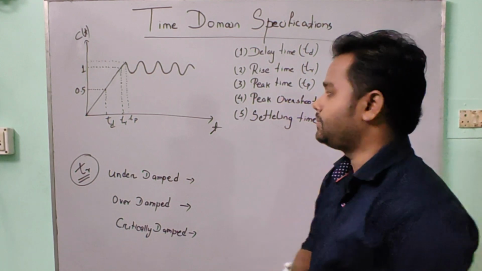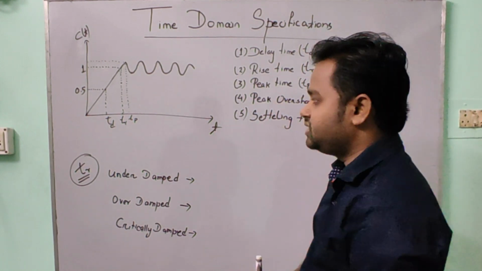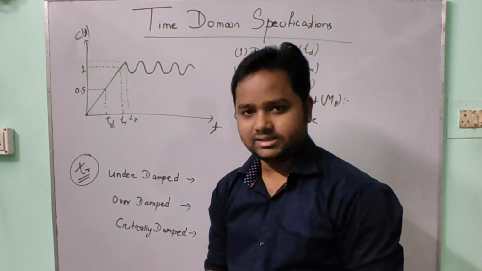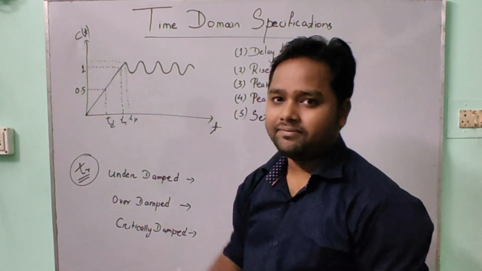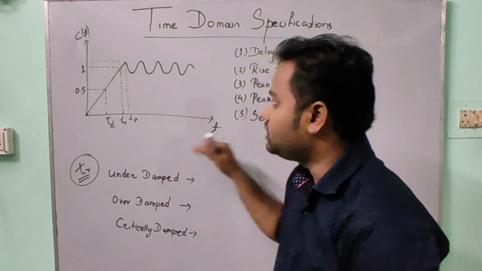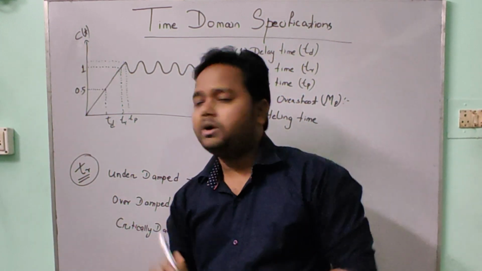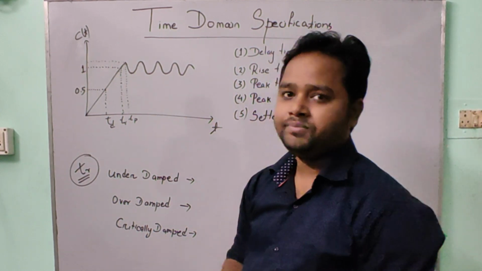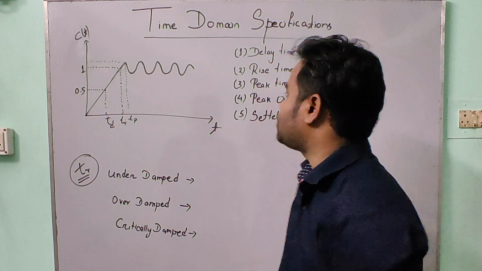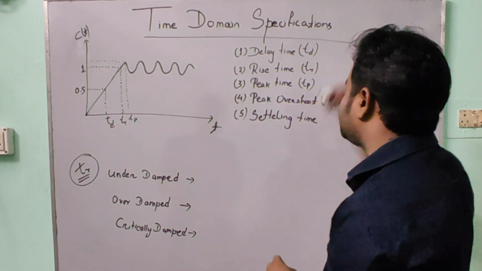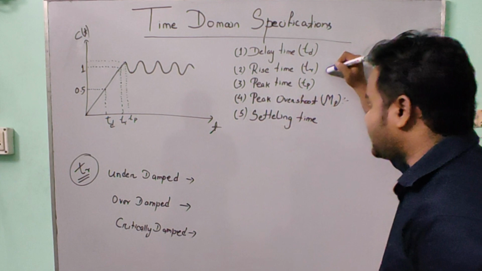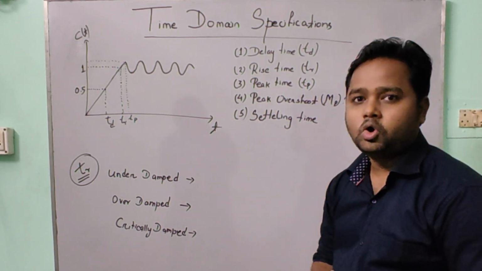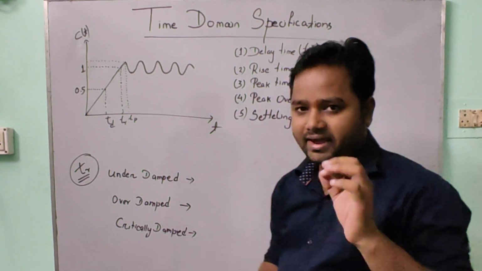Here we have a graph. In the x-axis, time is taken. In the y-axis, output C of t is taken. In this graph, as time increases, the output changes continuously. But we have to study how this output changes with respect to time. In this graph, we can study 5 important points. First one is delay time, next rise time, next peak time, then peak overshoot, and next settling time. We will study each term one by one.